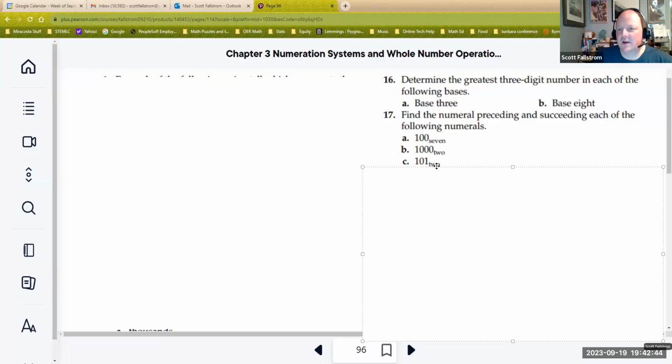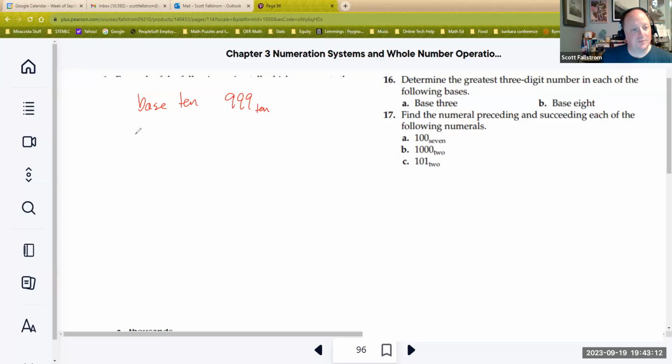Okay, the greatest 3-digit number in each of the following bases. Well, the greatest 3-digit number in a particular base would be the biggest one it can hold. If we were talking about base 10, the greatest 3-digit number in base 10 would be 999. And you could write the 10 here if you just want to prompt yourself.